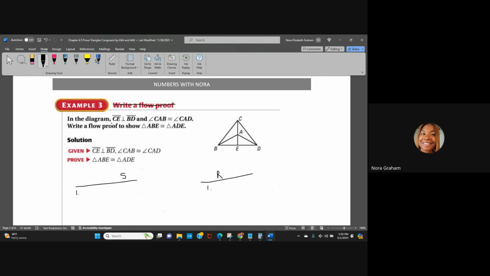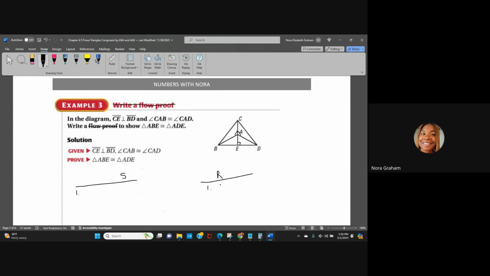So in the diagram, CE is perpendicular to BD, all right? CE, BD, see it? So that means these create a 90-degree angle. And they have angle CAB congruent to CAD. Let's mark that up. CAB congruent to CAD. Okay, these angles are congruent. Nice to know. Write a table proof. We're going to do a table proof to show that triangle ABE is congruent to triangle ADE. All right, not that bad.